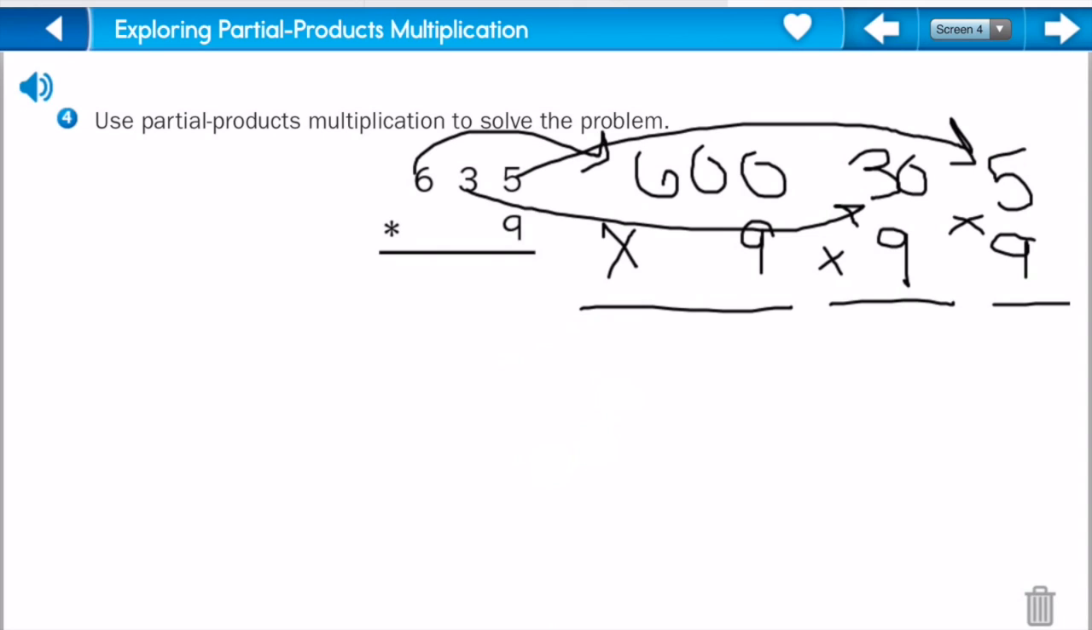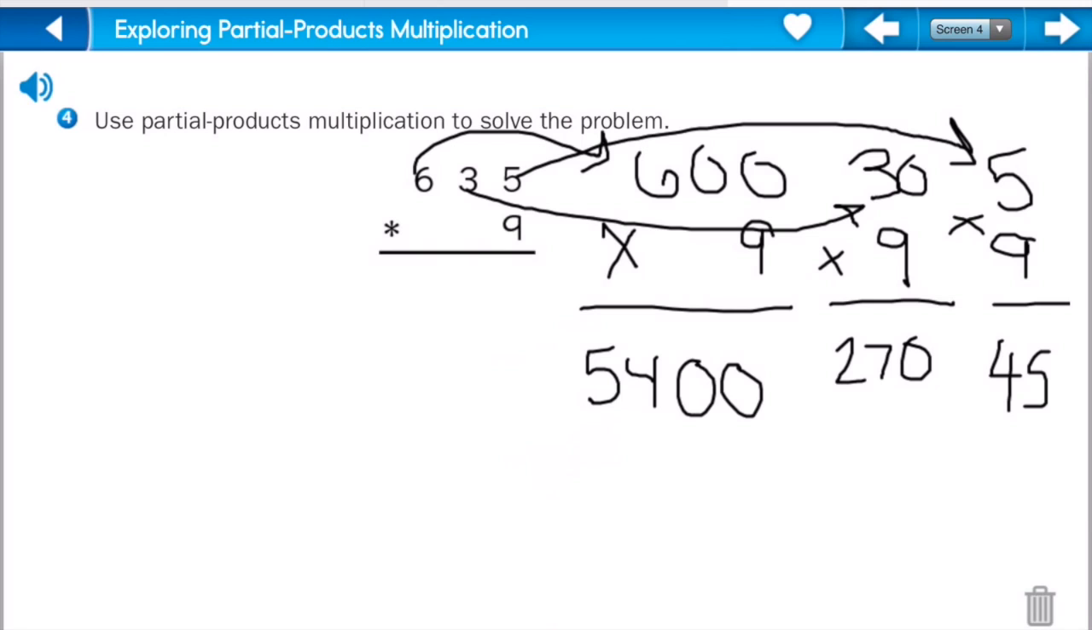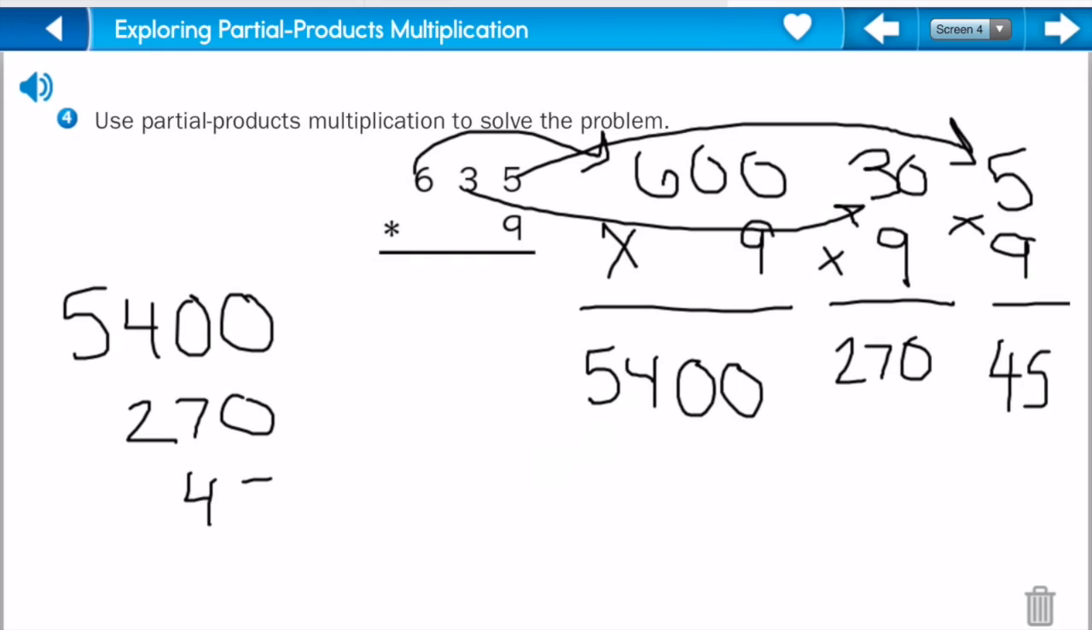Okay, so 600 times 9. I know that 6 times 9 is 54. Then I'm just going to add these 2 zeros in. I know 9 times 3 is 27. And then I'm just going to add my 0. And I know 9 times 5 is 45. Now, I have to add these together. So I'm at 5,400 plus 270 plus 45.